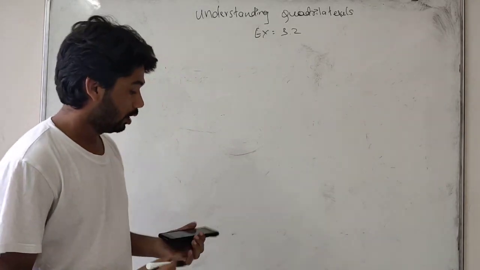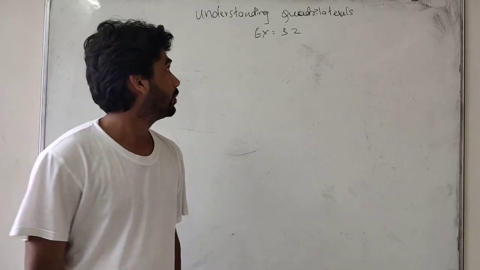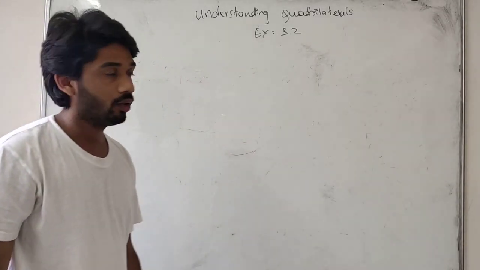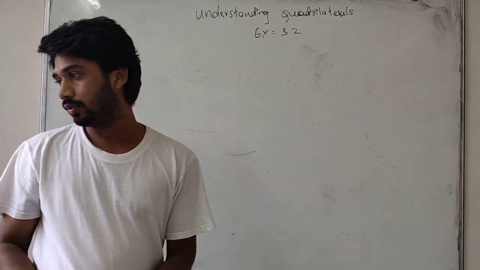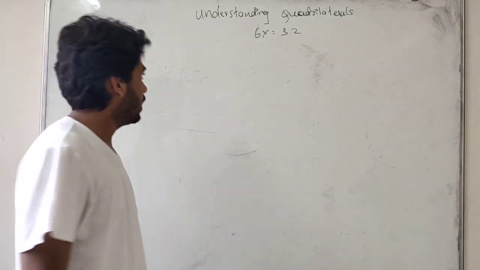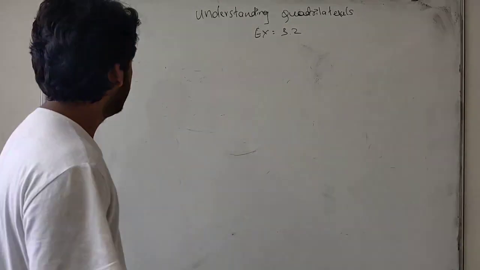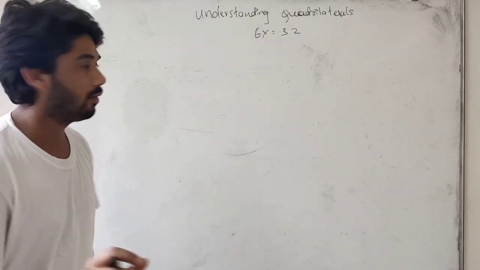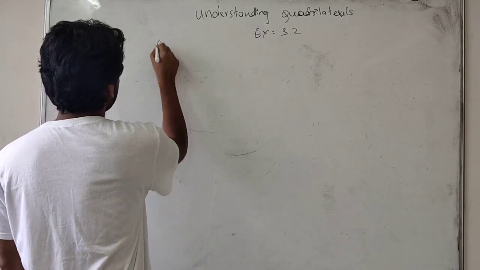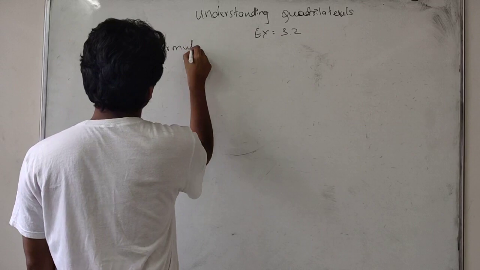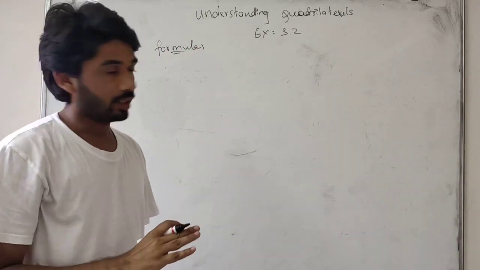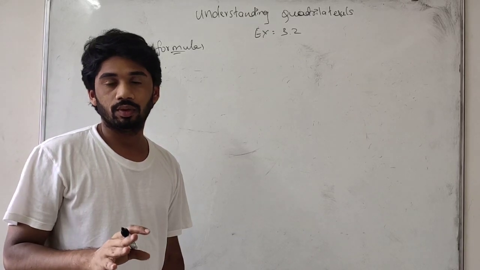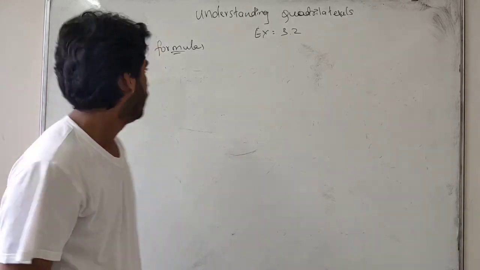Okay students, let's start the class. Before starting, there are some formulas we must know for understanding quadrilaterals. The first formula is for finding the sum of the diagonals. Before solving the exercise, there are five to six formulas we have to know so that it will be easy to solve the problems.